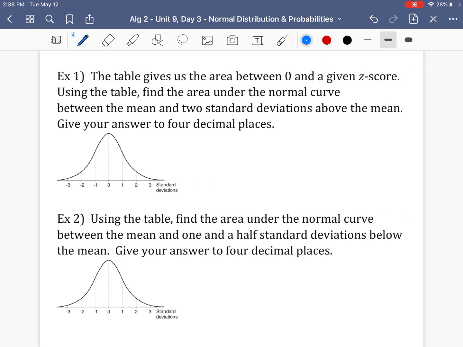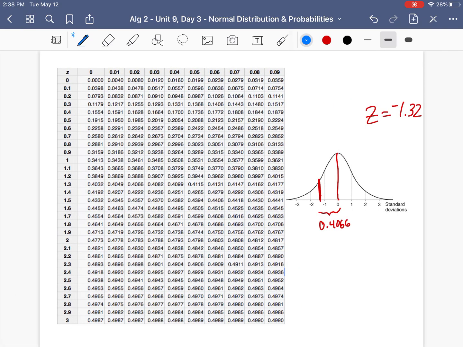All right, so the table gives us an area between 0 and a given z-score. Using the table, find the area under the normal curve between the mean and 2 standard deviations above the mean. So what I'm doing here, I'm starting with the mean and I'm going up to 2. So I'm looking up a z-score of 2 and I want to know how much space is covered. All right, so let's do it.